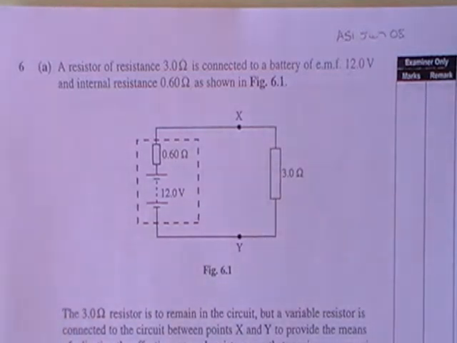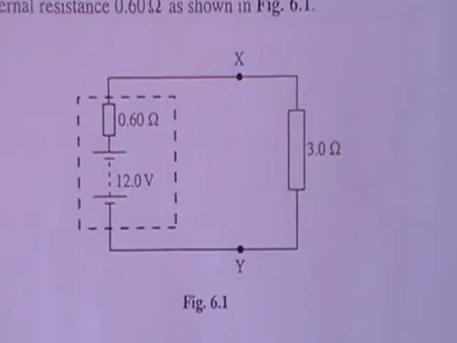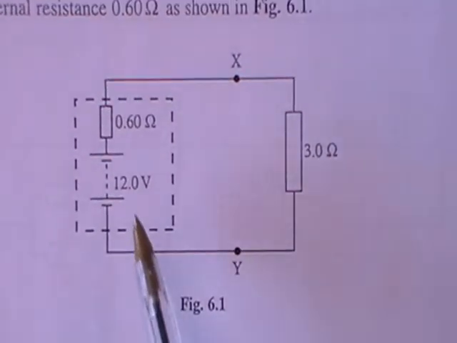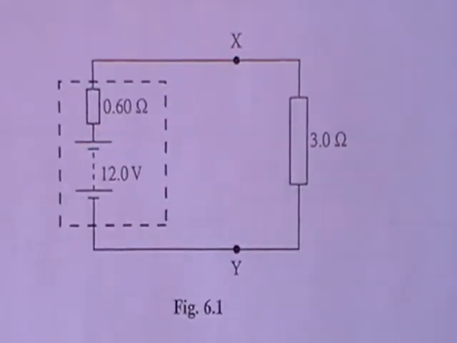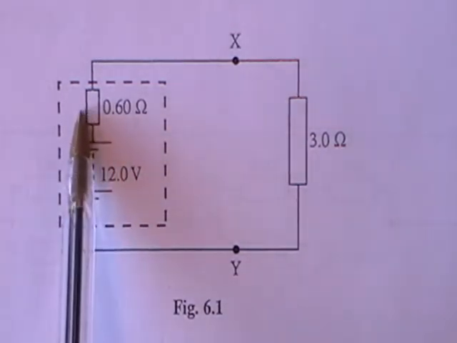Right, this is June 08 AS1 and this is question 6. A resistor of resistance 3 ohms is connected to a battery of EMF 12 volts and internal resistance 0.6 ohms, as shown in figure 6.1. And so there's the circuit, just a wee bit closer. You can see there's your 12 volt EMF, the internal resistance of 0.6 ohms.